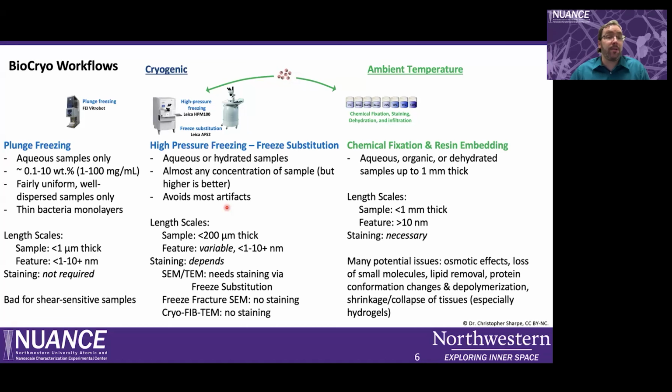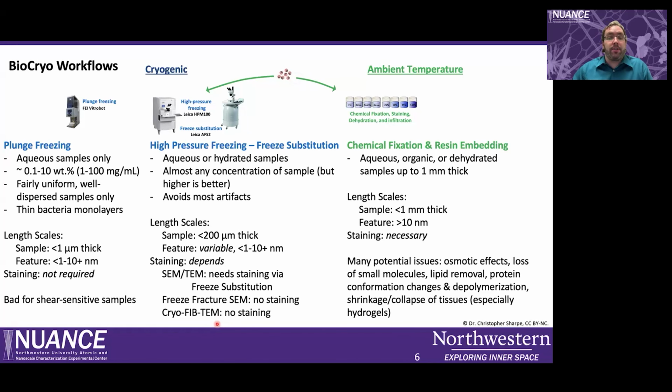Your sample has to be less than about 200 microns thick, but you can resolve features that are in the sub 1 nanometer length scale if you want to do high pressure freezing, FIB lift out TEM. In those cases, you wouldn't need to stain your sample, though that is the most involved form of high pressure freezing characterization you can think of.